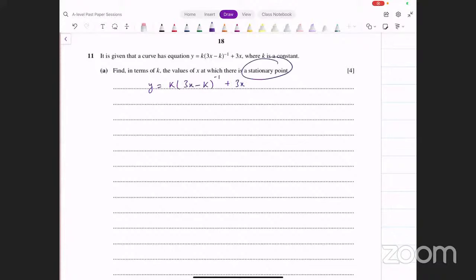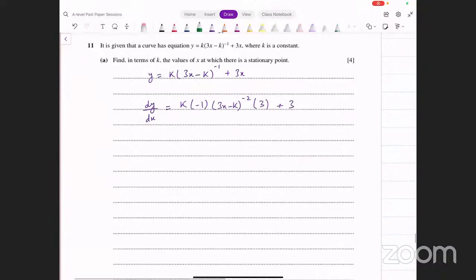Stationary point पे x coordinate find करने. How do you find stationary points? You differentiate. You say dy over dx. That is going to be k as it is. Multiply by the power. Subtract 1 from the power. Multiply by the derivative of what is inside the brackets. That's 3. Remember, k constant है, तो k का derivative 0 ही होगा. Plus 3x, 3x का derivative 3.